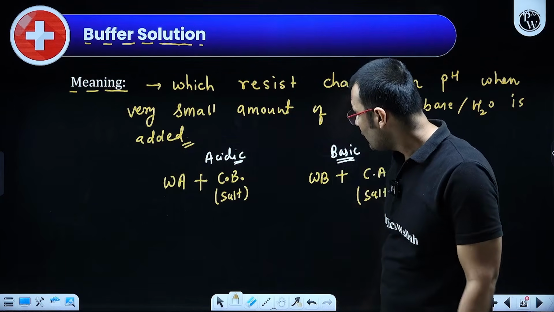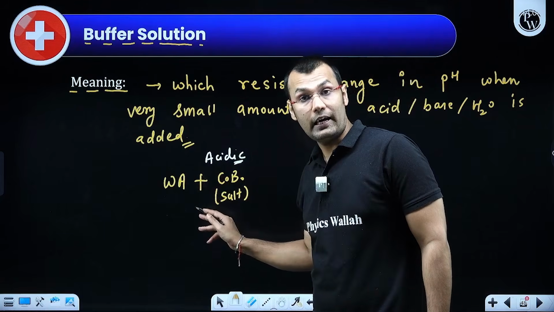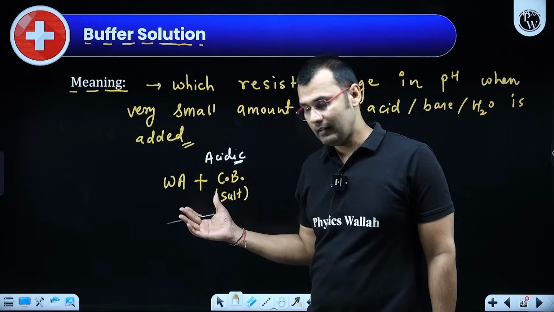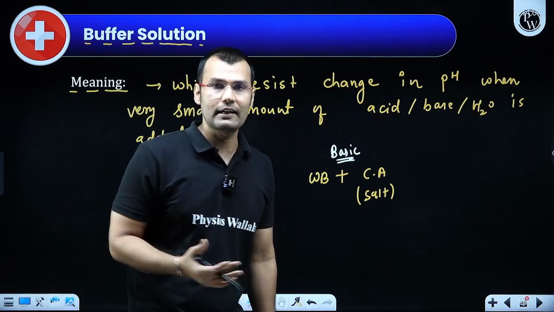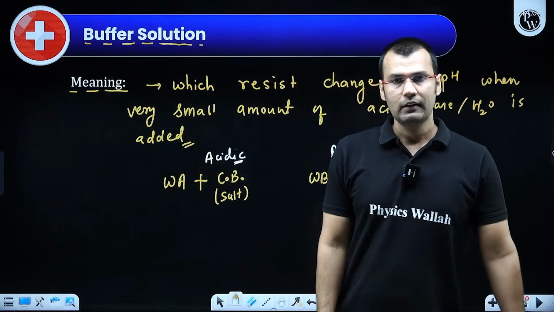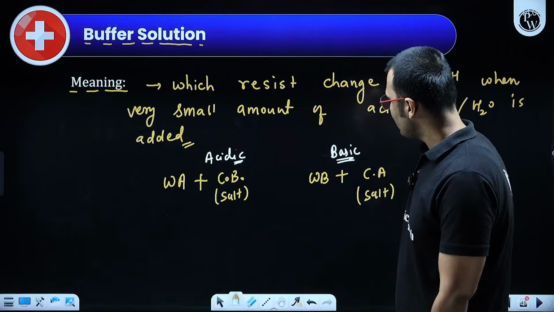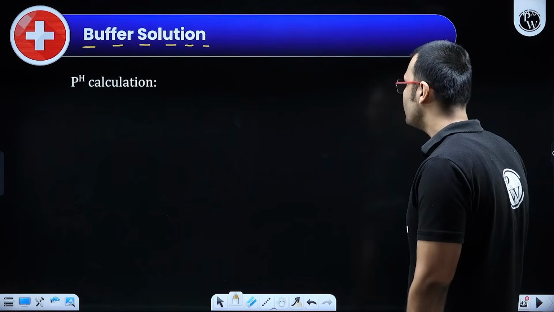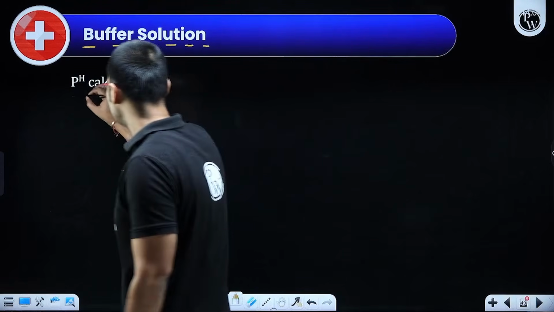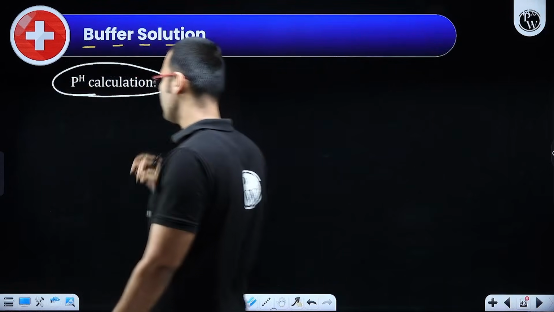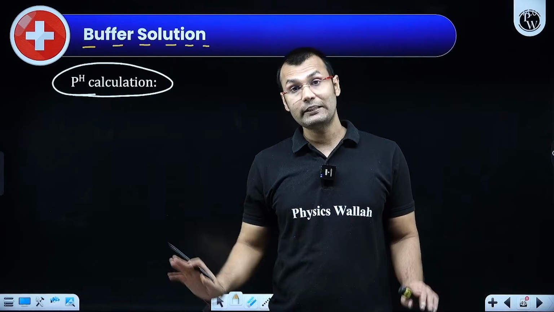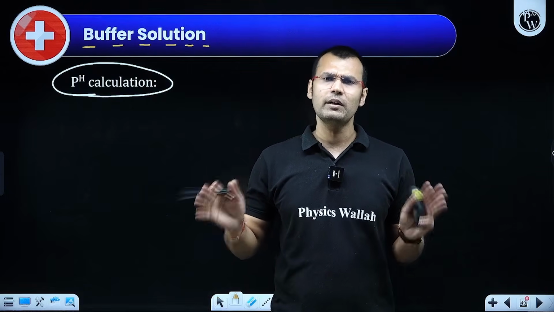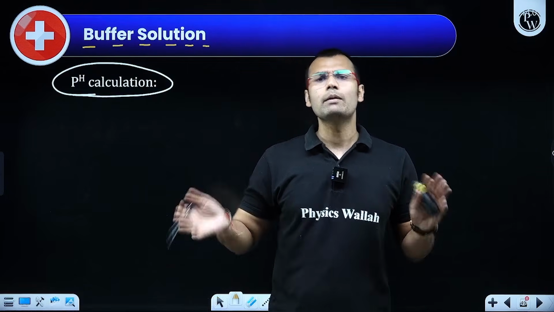And sometimes you will get a direct question on identification, like whether a mixture is acting as an acidic buffer or as a basic buffer, right? Now, the main thing is that in buffer solution also, we need to calculate pH. And just like for salt, for buffer solution also the formula is very important. For both acidic and basic buffer, we have similar formulas, so they can be easily memorized, right?